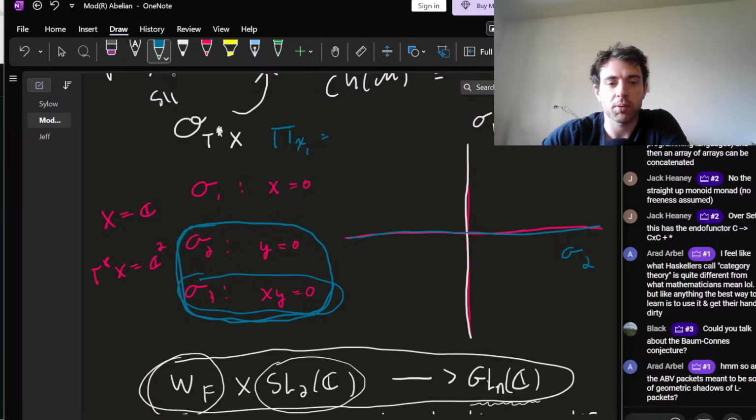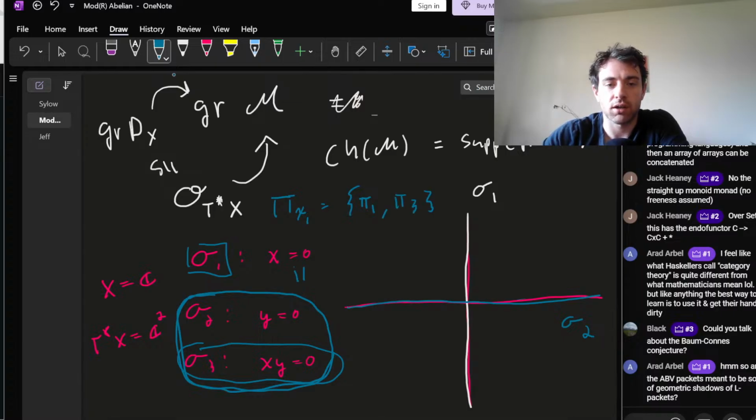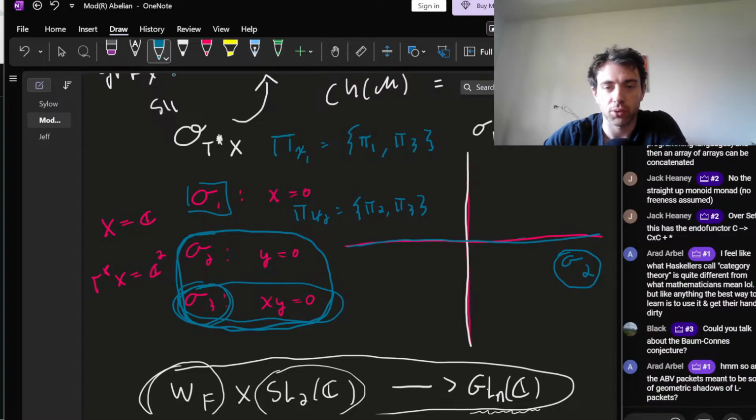So what do the Arthur packets look like? Well, pi 1 is the representation corresponding to the D module of sigma 1. One Arthur packet is pi 1 and pi 3, and the other Arthur packet looks like pi 2 and pi 3. So pi 3 sits in both of them, and that has to do with the fact that the characteristic variety for sigma 2 is contained in the characteristic variety for sigma 3.